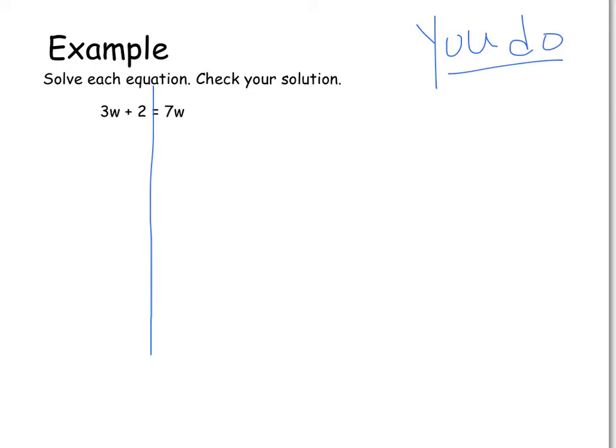Okay, so here we're going to start with subtracting 3w from both sides, and we have 2 equals 7w minus 3w is 4w, and we divide by 4 on both sides. And 2 over 4 can be reduced to 1/2, equals w. Now let's go ahead and check this problem.